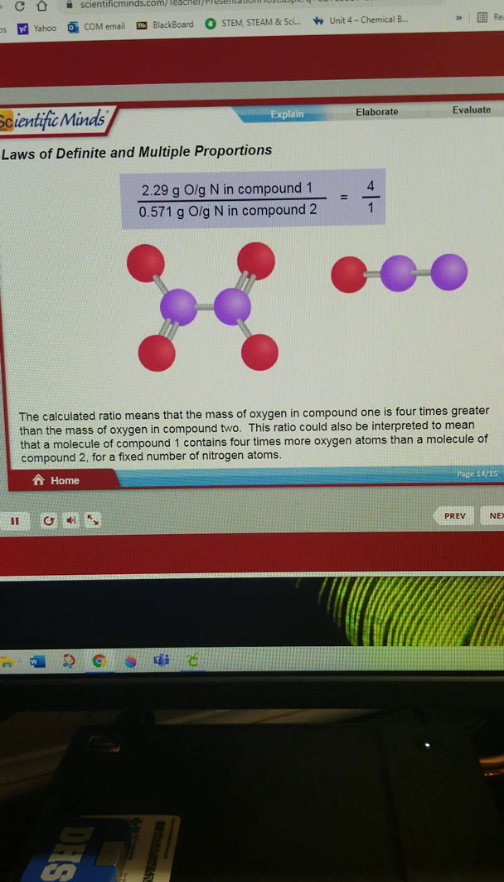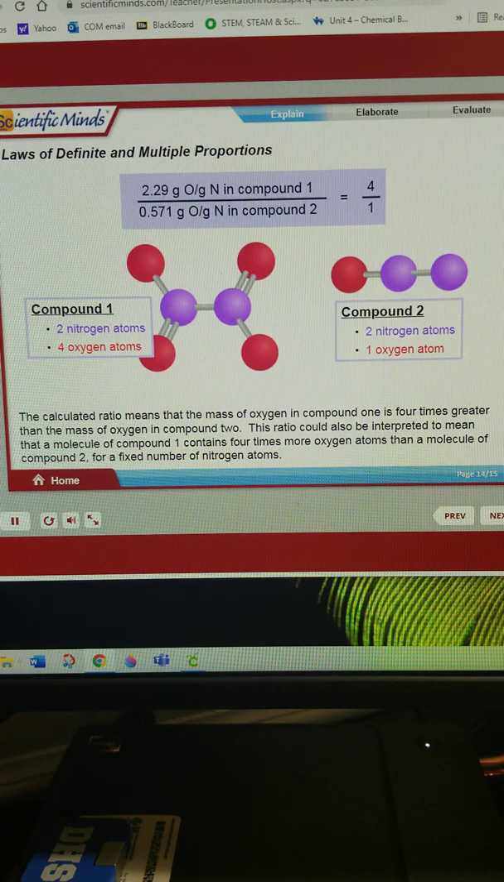The calculated ratio means that the mass of oxygen in compound 1 is 4 times greater than the mass of oxygen in compound 2. This ratio could also be interpreted to mean that a molecule of compound 1 contains 4 times more oxygen atoms than a molecule of compound 2 for a fixed number of nitrogen atoms.